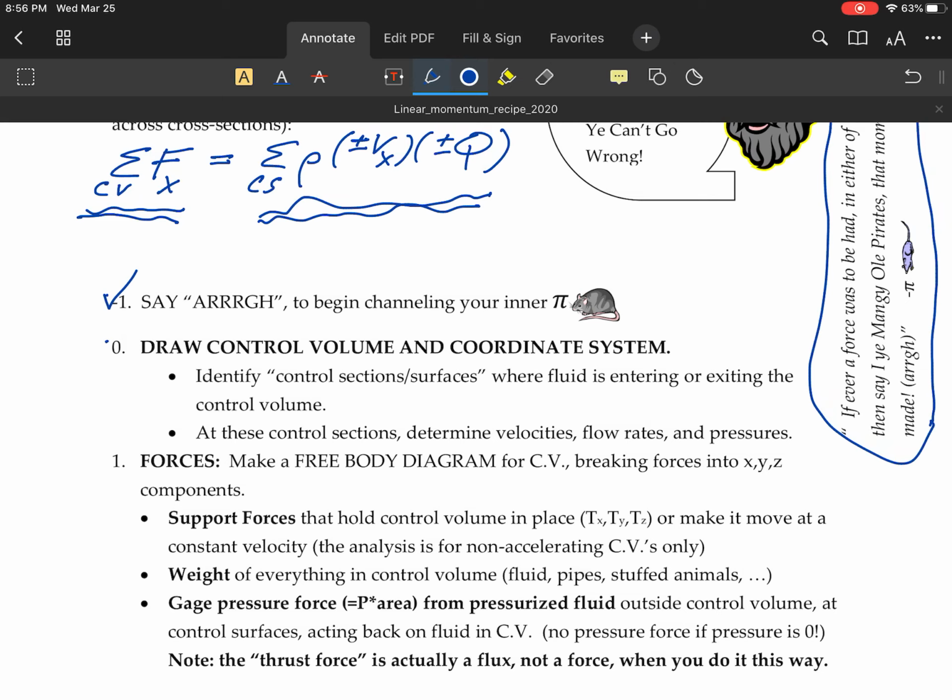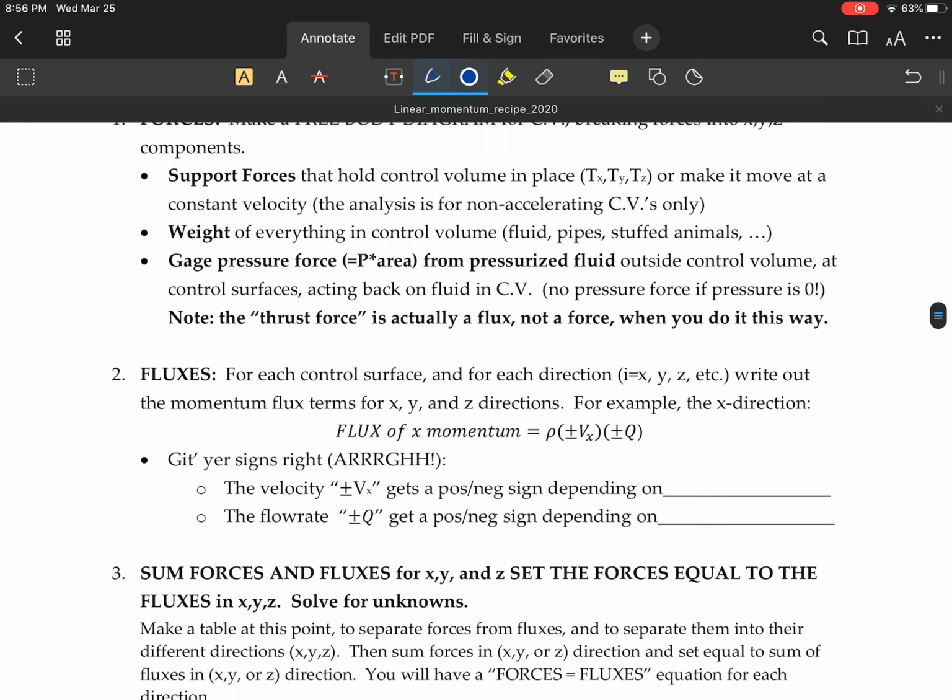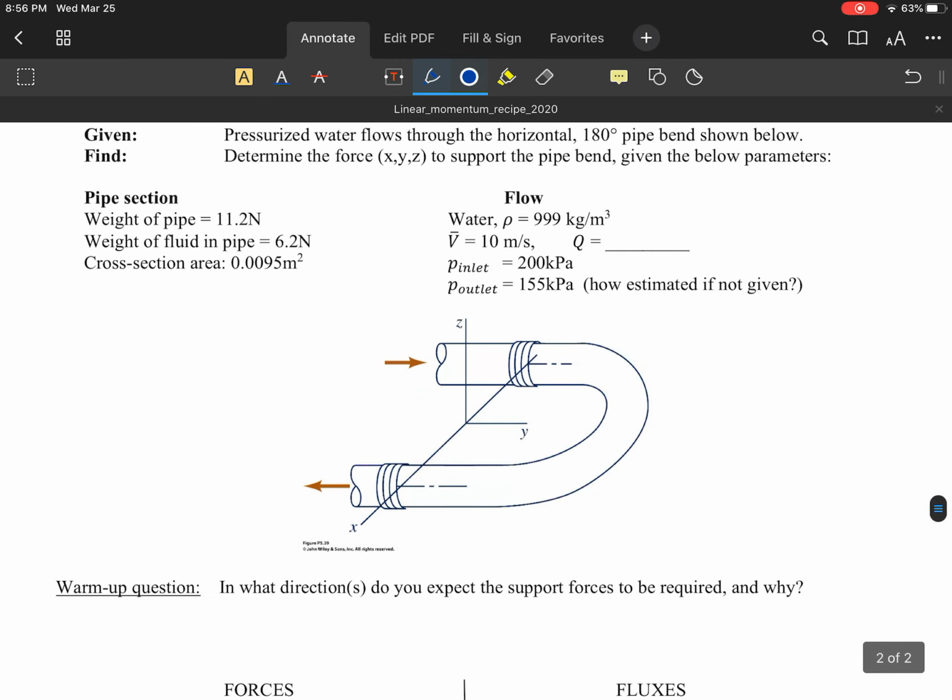Next one we're going to do is to draw the control volume in the coordinate system. Okay, so the example that we're going to be working on is on the back side of this handout here. This is the system that we're working on. And we already have our axes drawn in here, so we have our x, y, and z. So z is in this direction, y is in that direction, x is in that direction.